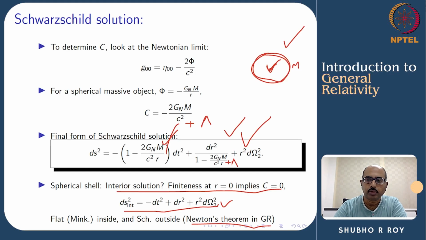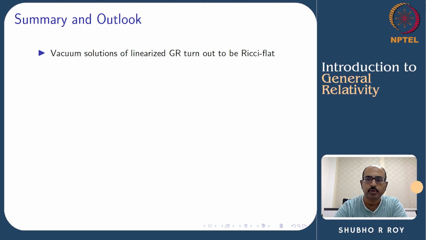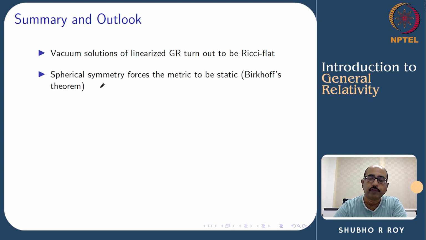Okay, with that note, let me end the lecture here and provide a summary and outlook. So we were looking for vacuum solutions of, I'm sorry, this is a typo here, of full nonlinear GR, and they turn out to be Ricci flat geometries. And spherical symmetry forces the metric to be static. This is Birkhoff's theorem.